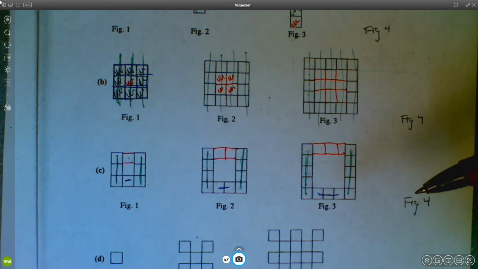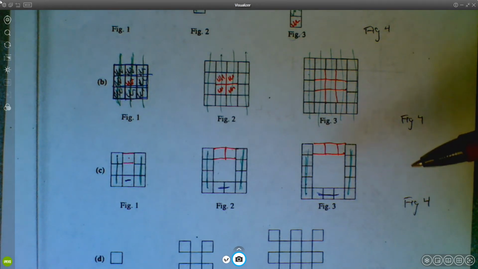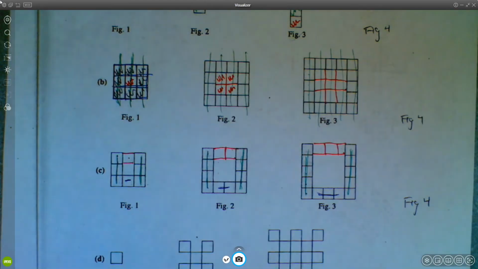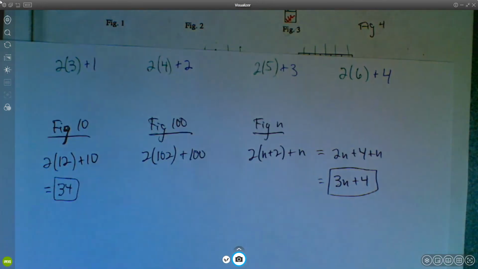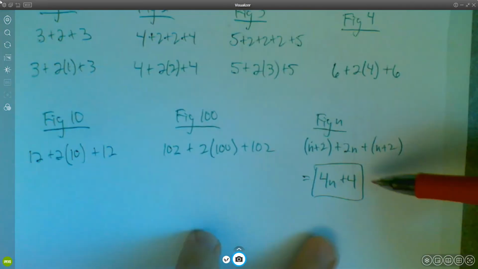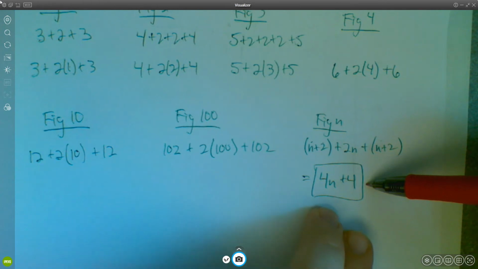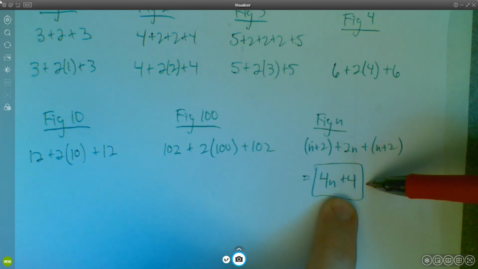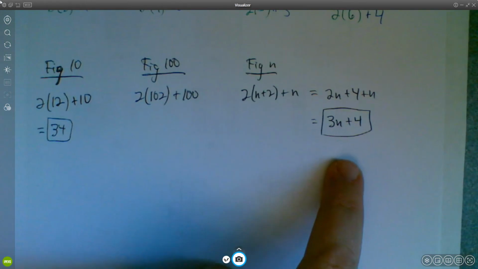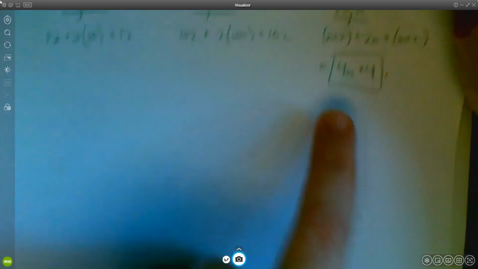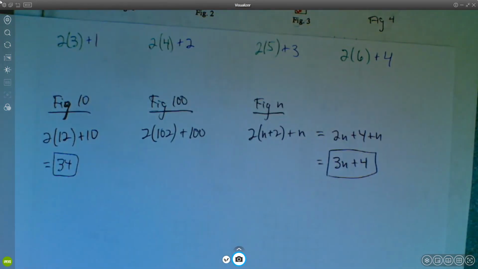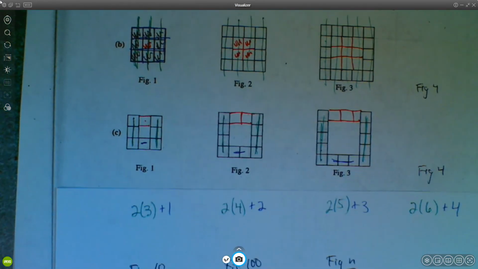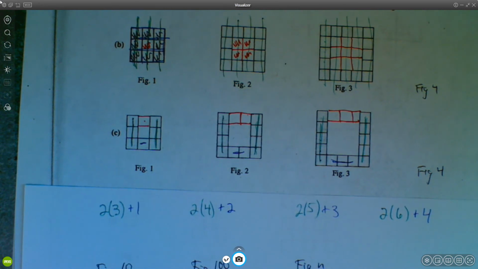And in general, for figure N, it would be whatever I wrote down for figure N for part B, which is 4n plus 4, minus the figure number, which is n. Well, 4n plus 4 minus n is 3n plus 4. Okay, so that's another way that you could have thought about part C. There may have been other ways to do it as well.